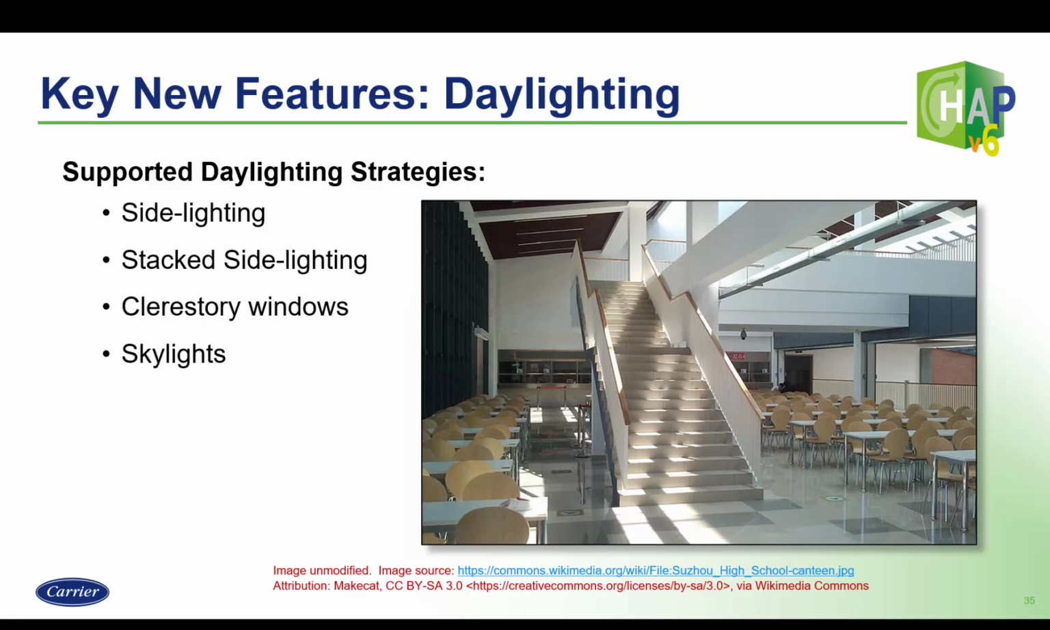Daylighting sensors are positioned to dim the artificial lighting such that together with natural lighting, acceptable lighting levels at the work surface will result. Dimming of the artificial lights reduces their power draw and reduces heat gain from the lighting itself, resulting ideally in energy savings. The daylighting model in HAP version 6 supports these 4 popular daylighting strategies: side lighting, stacked side lighting, clerestory windows, and skylights.